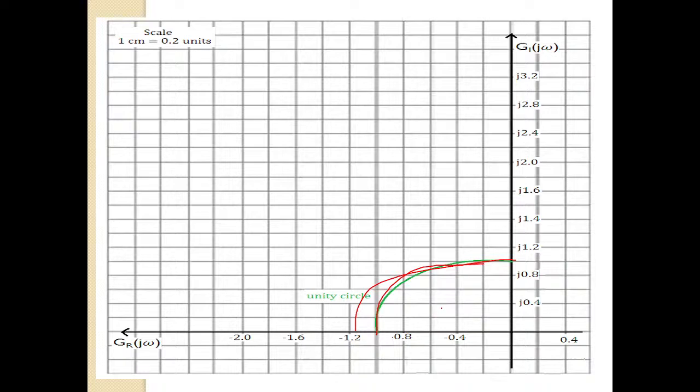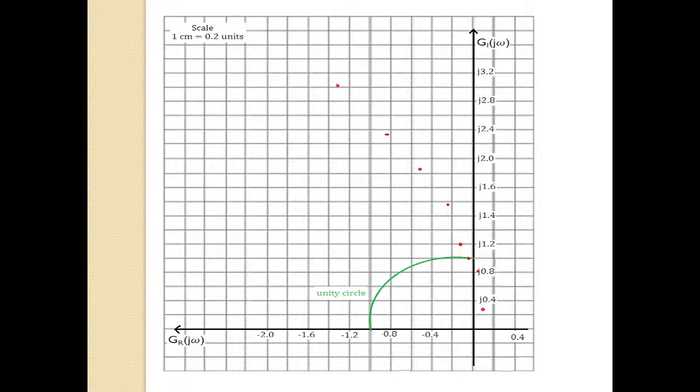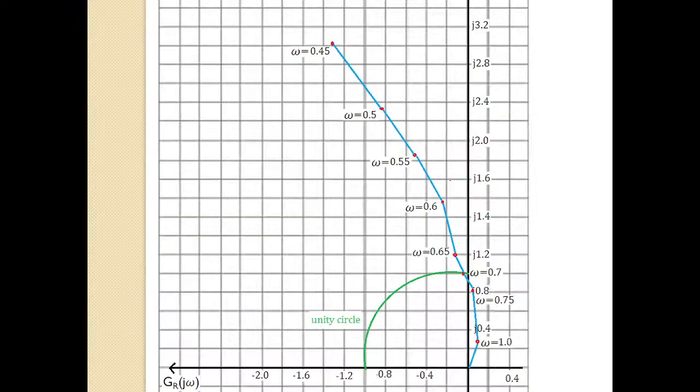This is it. Now after drawing the unity circle, locate all the points on the graph for each and every real and imaginary value. This is how you will get. Now join all the points. This is our plot. This is our polar plot.